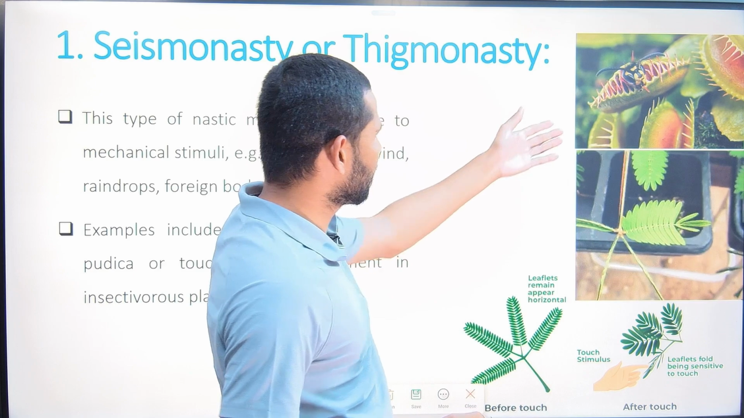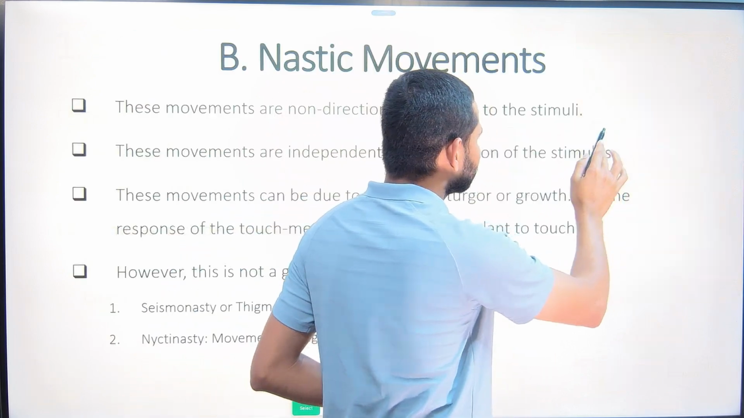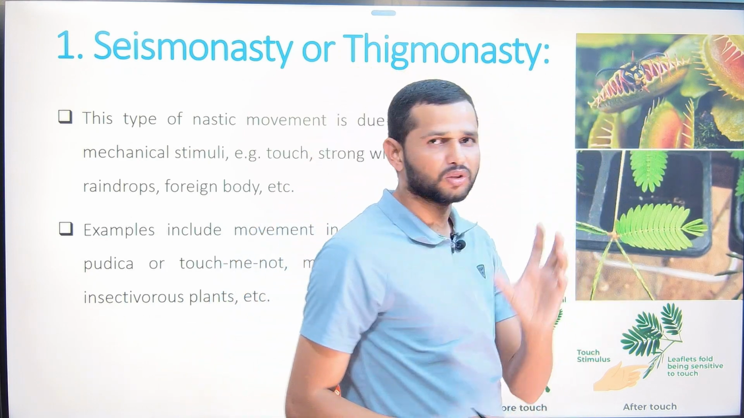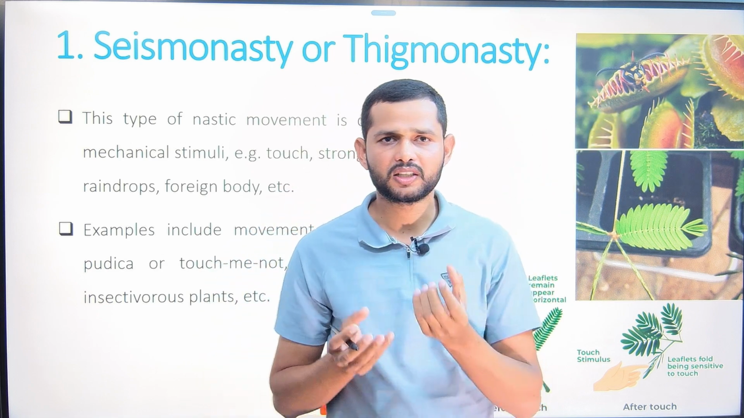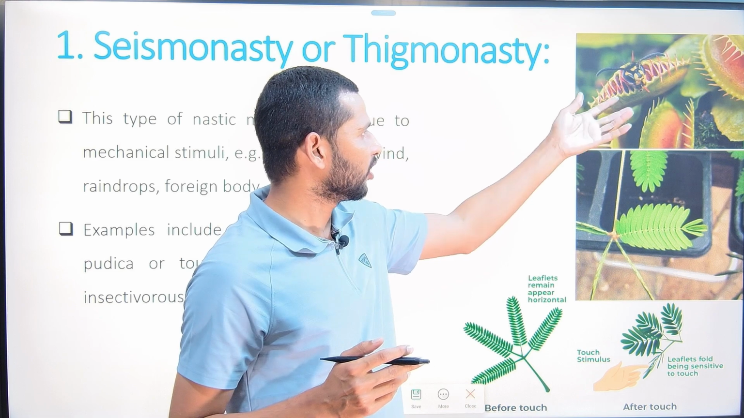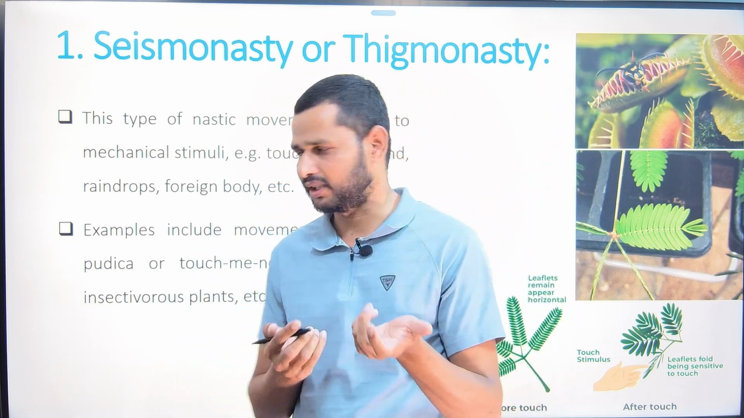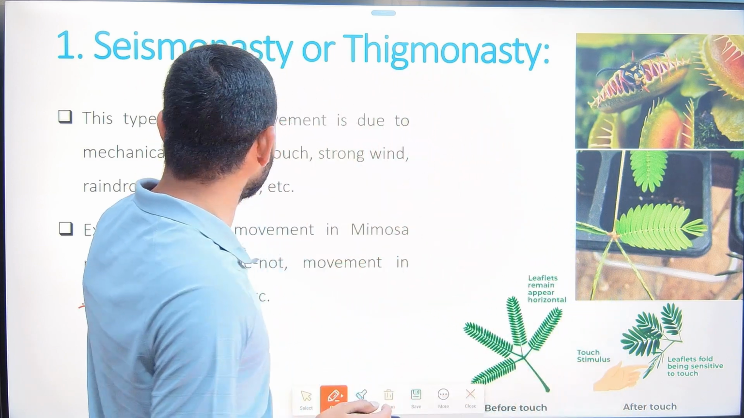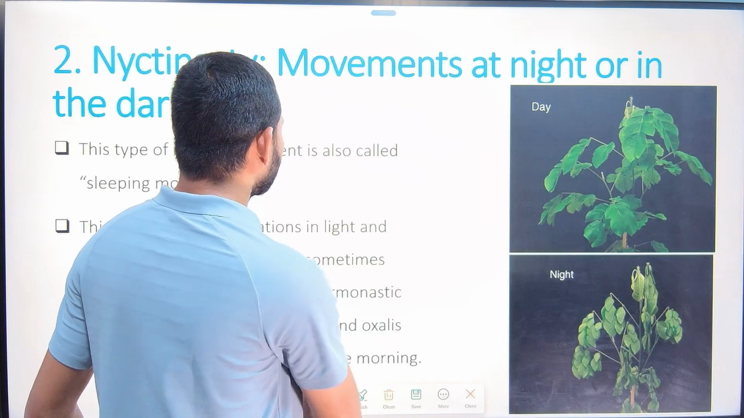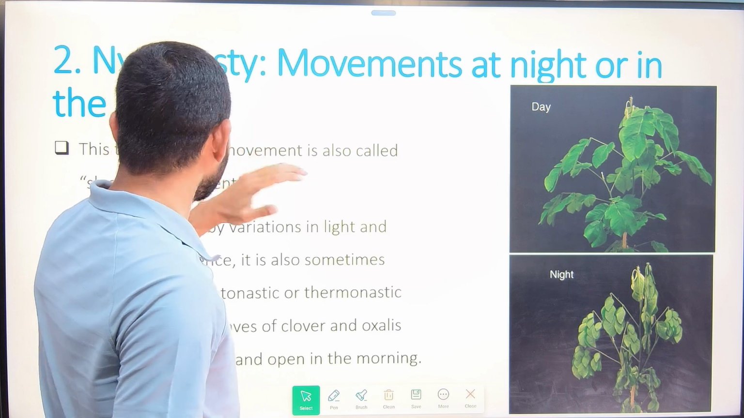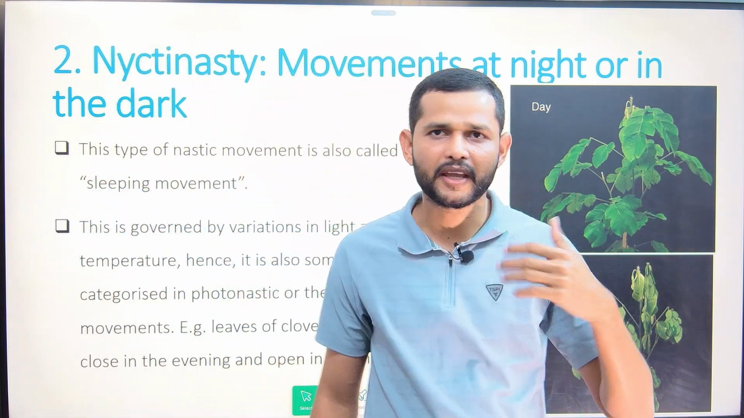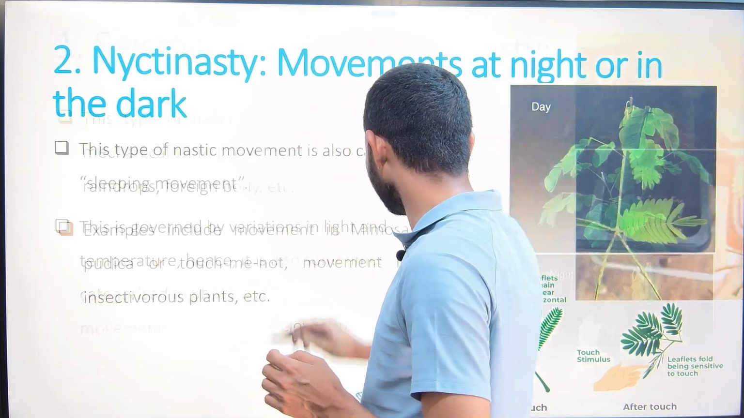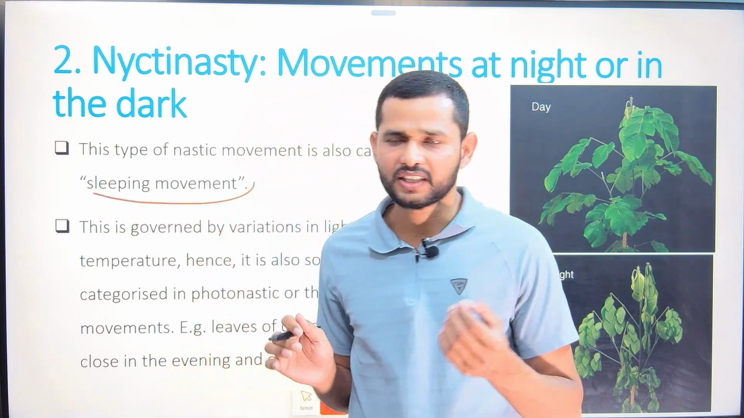Another example is insectivorous plants. If some insect comes in contact with the top, that insect will get trapped. It can't go away, because these plants have a mechanism like that. That's why it is called an insectivorous plant. Okay, so you can understand seismonasty. Now the last is nastic movement at night and in dark. You can see by example also. So how do they respond? This type of Nastic movement is also called sleeping movement.